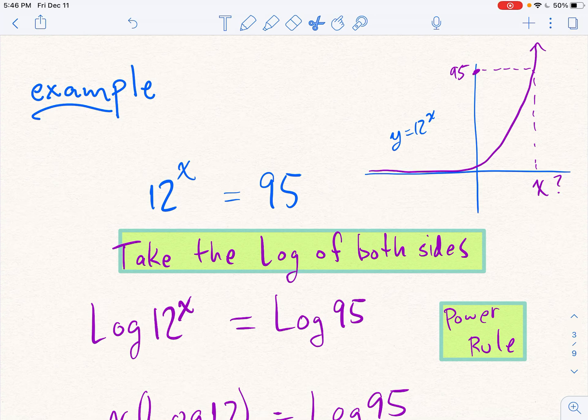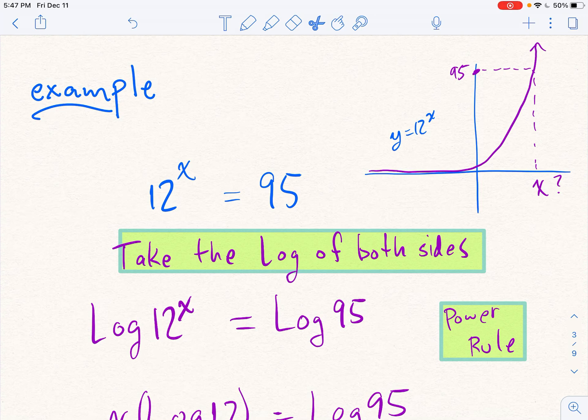And just for visualization, if you imagined a graph, y equals 12 to the x, it might look something like that purple curve up there. It's an exponential curve. It's got an asymptote there on the left side, and at some point it starts to really ascend rapidly. At some point it will go through the y value of 95, and what we're trying to do is find that x value that makes that happen. So we're solving the equation. That's one way to think about solving an exponential equation.